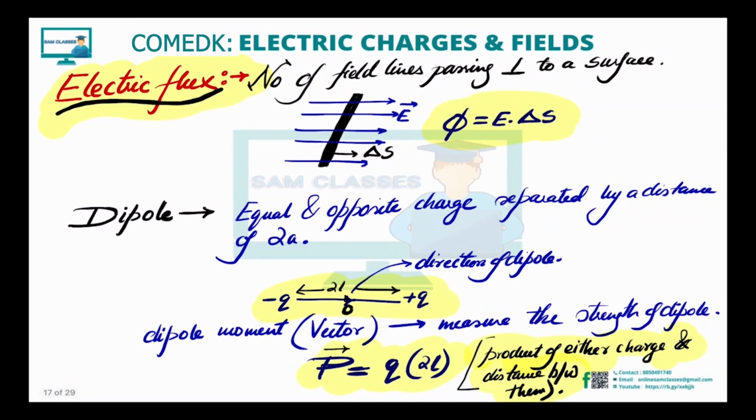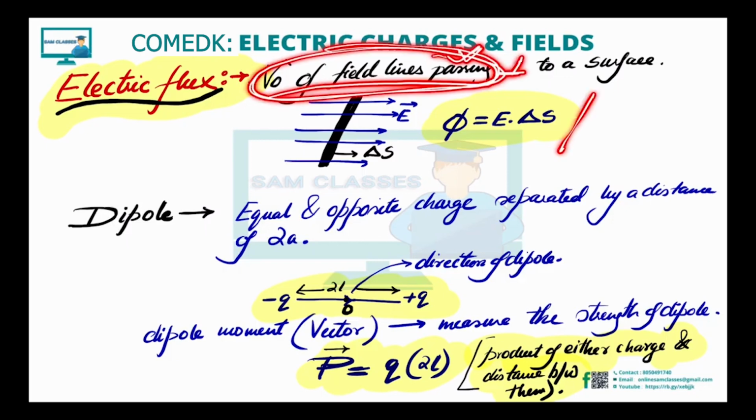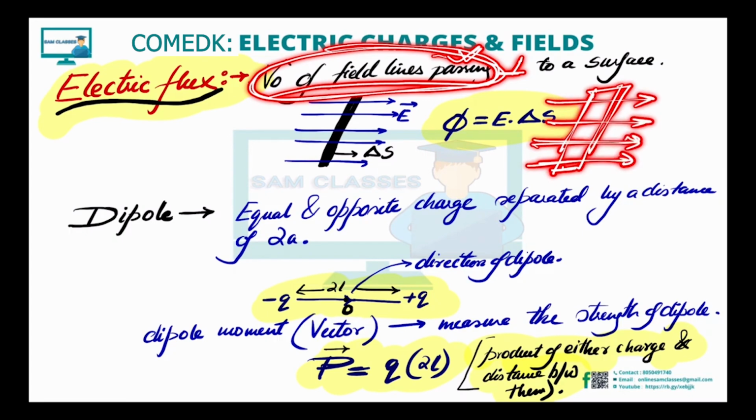Next is flux. The flux concept is pretty simple, student. Flux is nothing but the number of field lines. Since these are imaginary lines, how many are passing perpendicular to the surface? Let's say I have a surface like this. How many of the field lines are passing perpendicular to this surface? That gives me the flux.